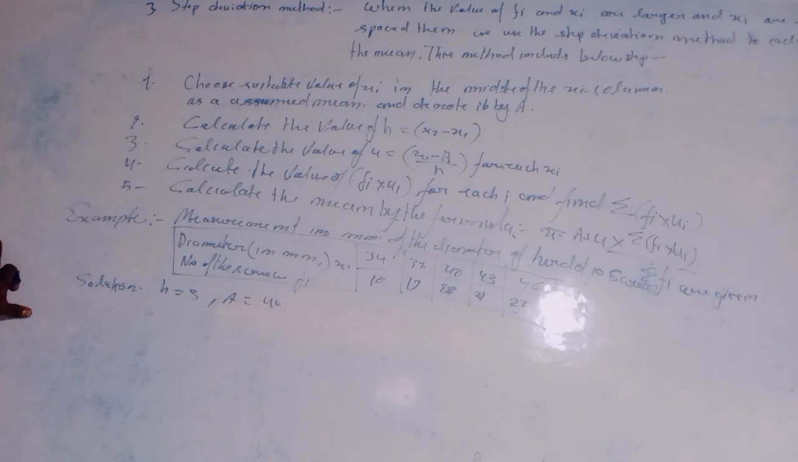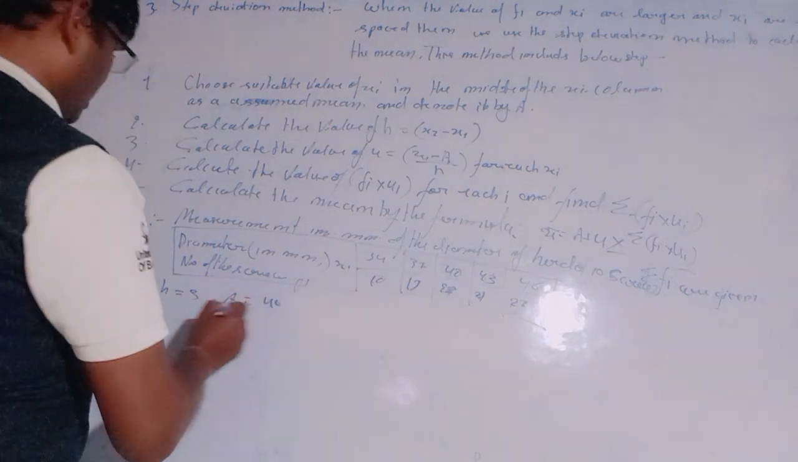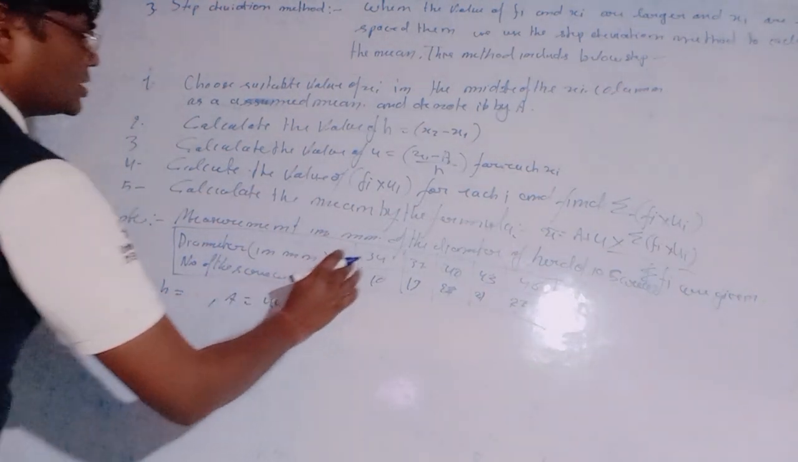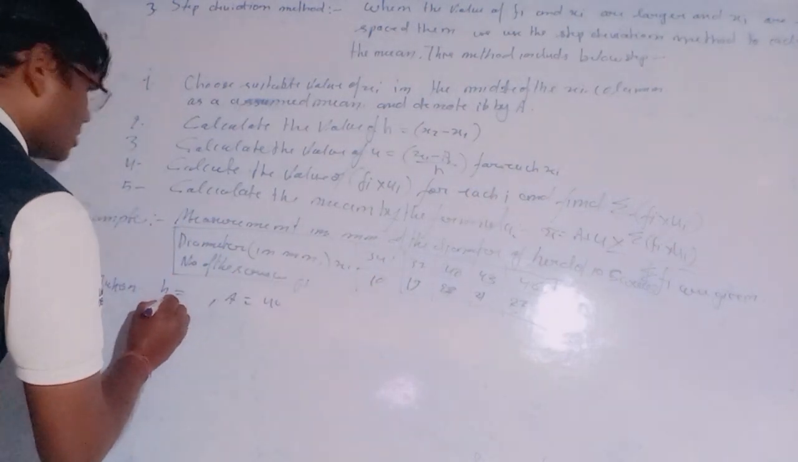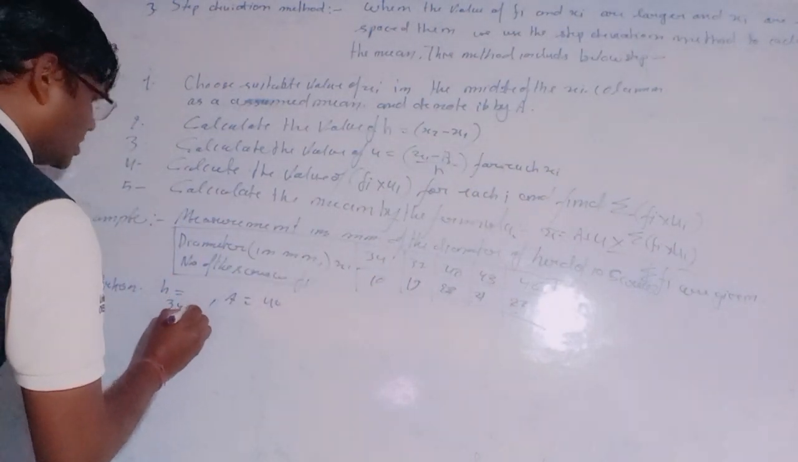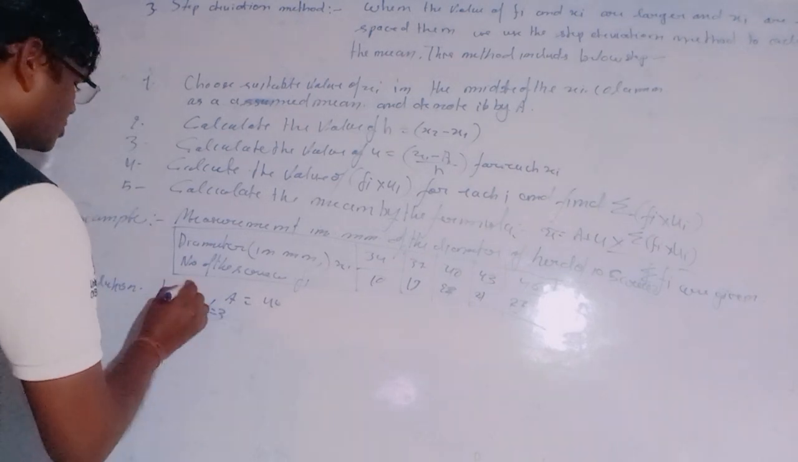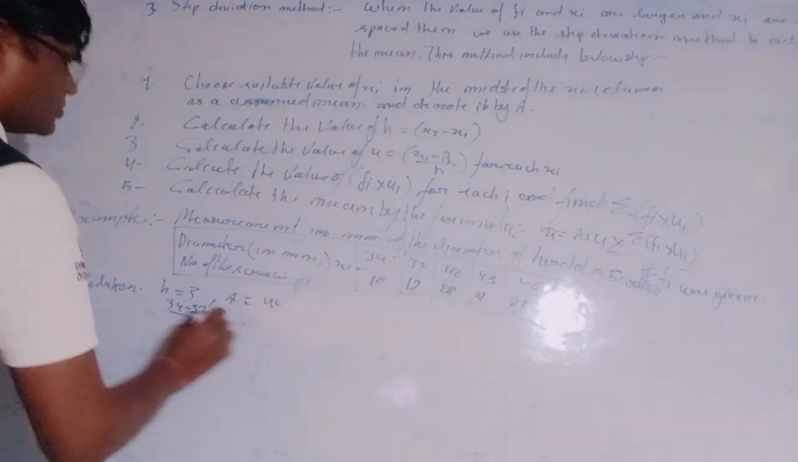The first step is the step deviation method. Here h is equal to x2 minus x1, so 37 minus 34 is equal to 3. So h is equal to 3. This is what we have done here.